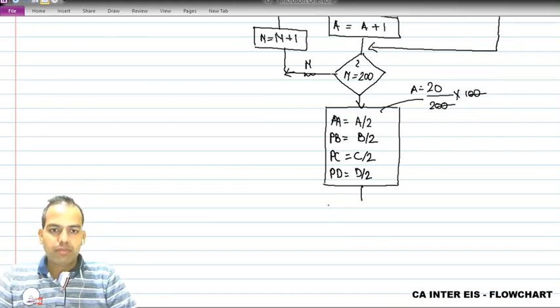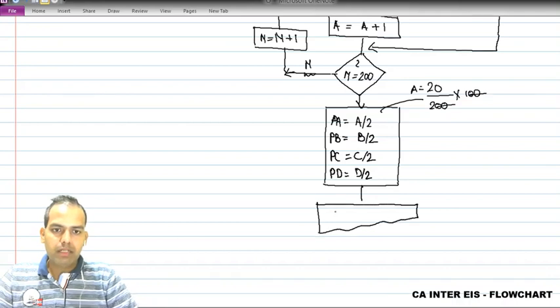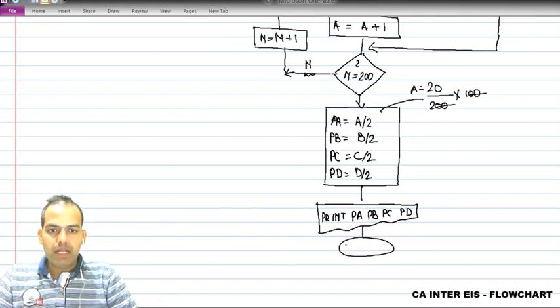Now I have to print. So let me have the print command. Very nice print command. PA, PB, PC and PD. Once I am done, I will stop the program. So here I am done.